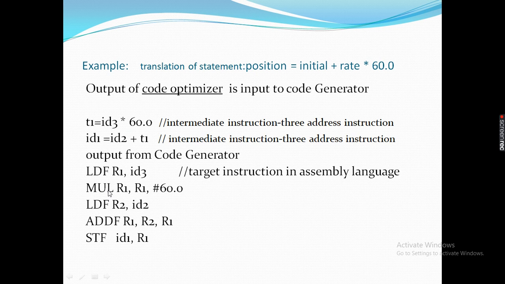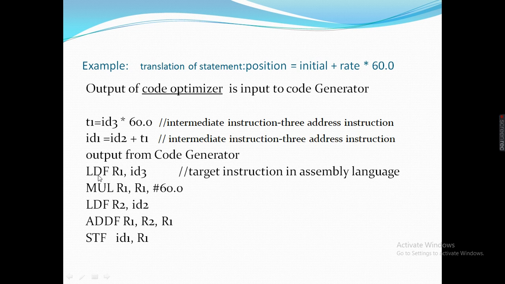Now we have to multiply these two. For this we use mulf, which multiplies floating point numbers. R1, that is the value of id3, is in register r1, with the immediate operand. Hash indicates that the value is available in the instruction itself. We multiply these values and store the result in this.